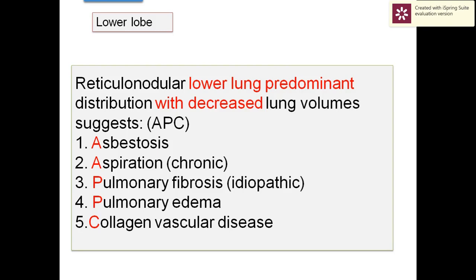Aspiration, chronic aspiration pneumonia. IPF affecting the lower zone. Pulmonary edema also lower zone. This is not, it doesn't belong to the lung fibrosis. Well, connective tissue disease. Most of the connective tissue disease affecting the lower zone, except ankylosing spondylitis. Drug related also affecting the lower zone. Drug induced lung fibrosis affecting the lower zone.